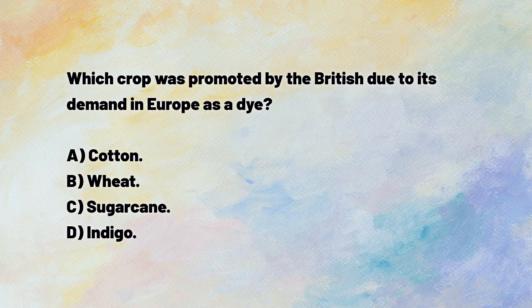Which crop was promoted by the British due to its demand in Europe as a dye? A. Cotton. B. Wheat. C. Sugarcane. D. Indigo. Answer: D.